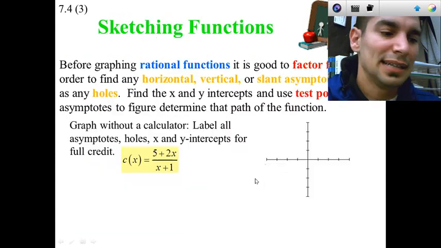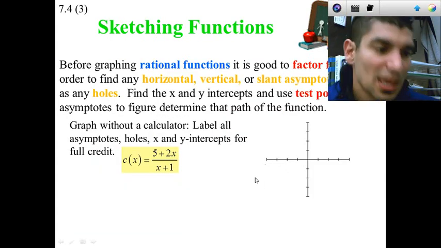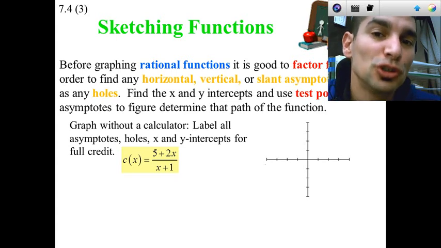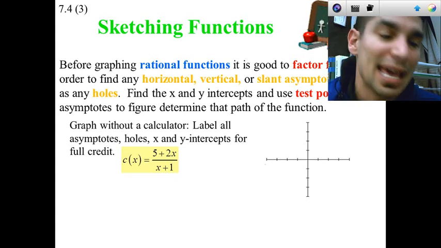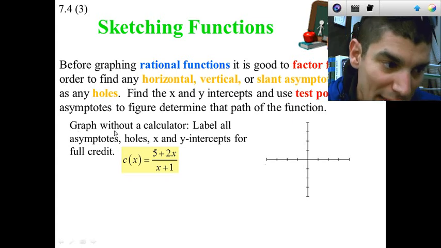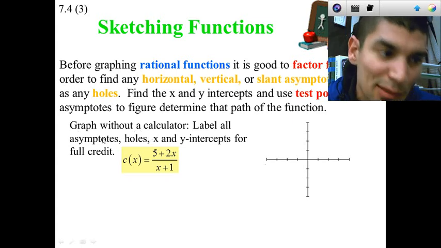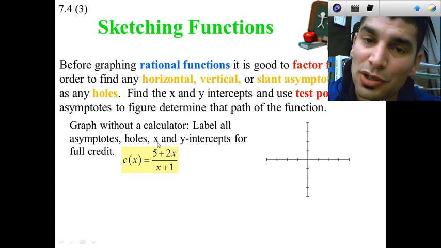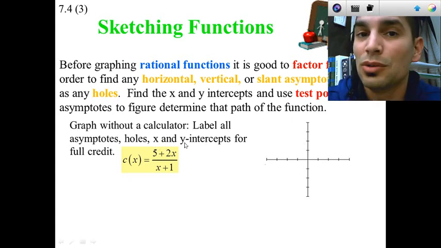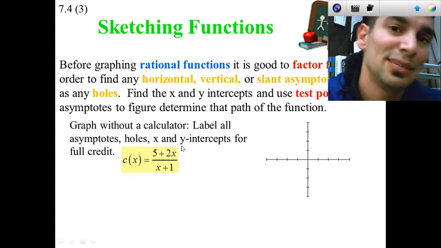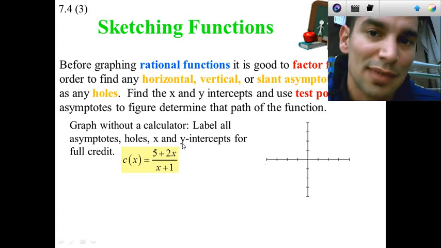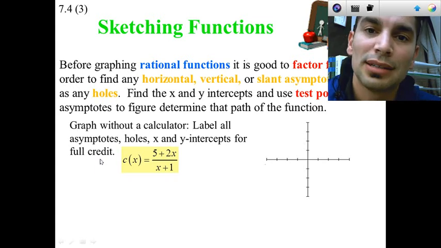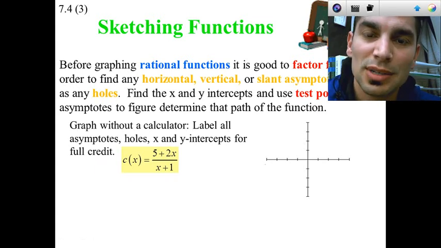What you're going to have to be able to do is do everything I just showed you except without a calculator. It says graph without a calculator. Label all asymptotes, holes, x and y intercepts. Ooh, those are new. X and y intercepts are not new, but they're new because we didn't ask you for that last time. You were asked this time for full credit. Same thing goes on your quizzes and tests. Got to have all of those things for full credit.